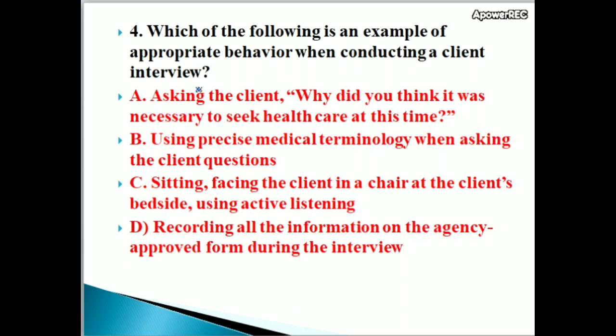Correct answer is sitting facing the client in a chair at the client bedside using active listening. That is the example of appropriate behavior when conducting a client interview. Other three options are incorrect.